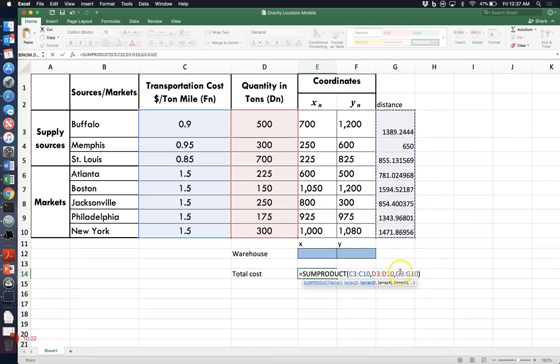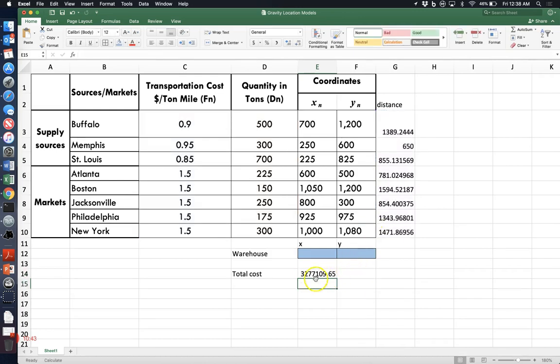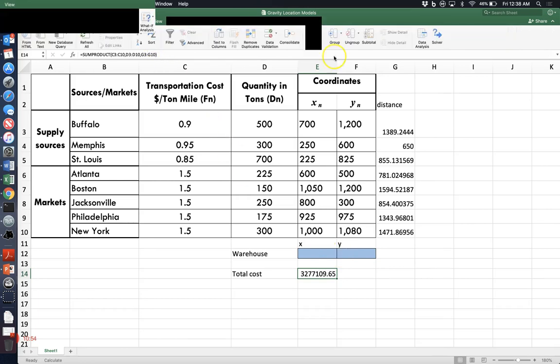You can do sum product of three arrays, where again it's going to multiply 0.9 with 500 with this distance. To that it's going to add 0.95 times 300 times this distance, 0.85 times 700 times this distance. We're going to multiply all the corresponding values and then add them up, which is exactly what we want. And this is the total cost function. The total cost is here again. This is assuming that x and y are 0 and 0, but that's obviously not the case. So the only thing left is to put this into Excel and solve this problem.